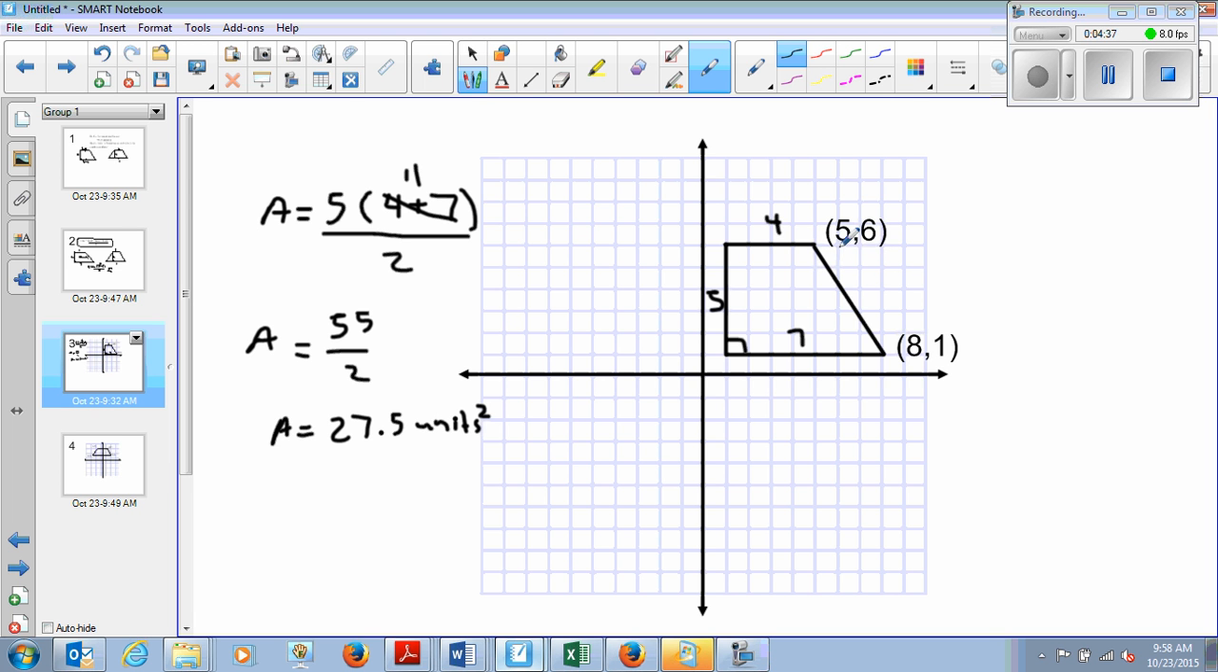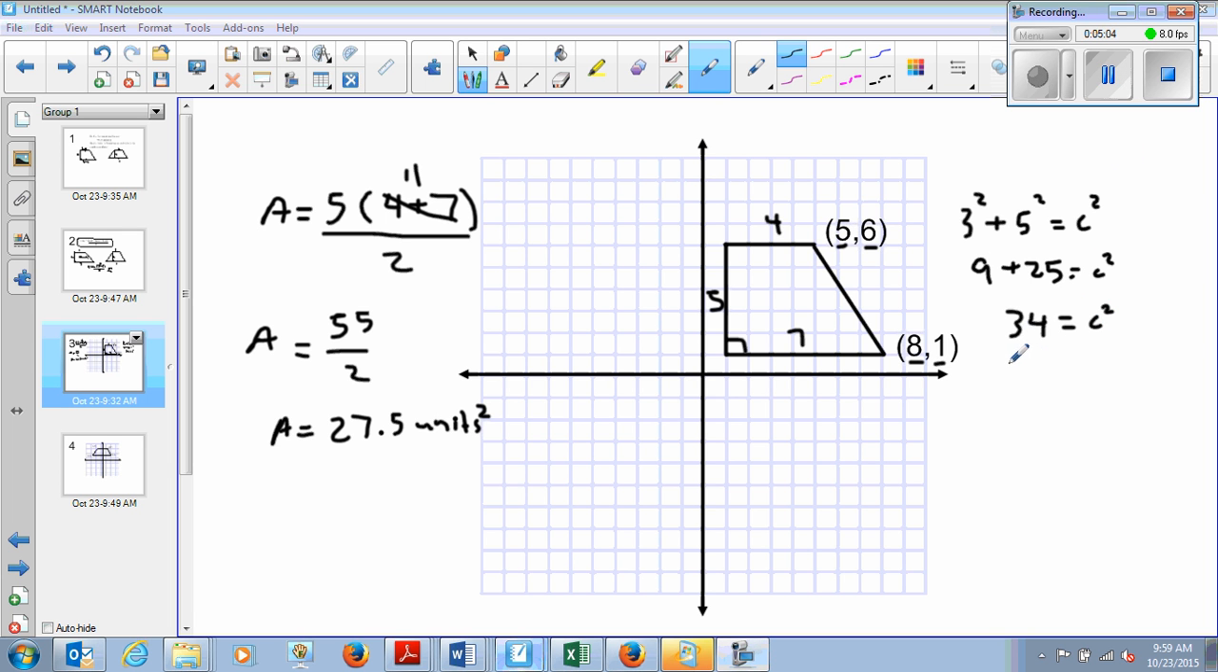I'm going to use the Pythagorean theorem, so I list how far is it from 5 to 8. That's going to be 3, so we do 3 squared, plus how far is it from 6 to 1. That's actually going to be 5. And then that will equal the length of that missing side. 3 times 3 is 9. 5 times 5 is 25. We add those two together, we get 34. And then we're just going to take the square root of 34. The square root of 34 ends up being 5.83, which I'm just going to round to 5.8.